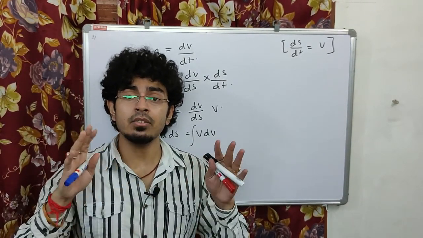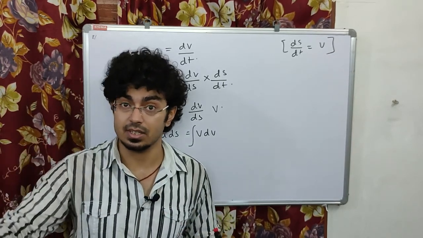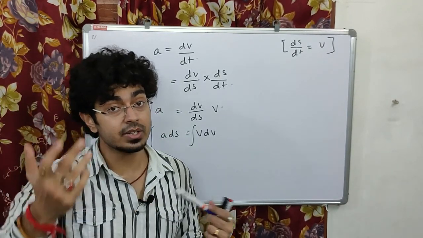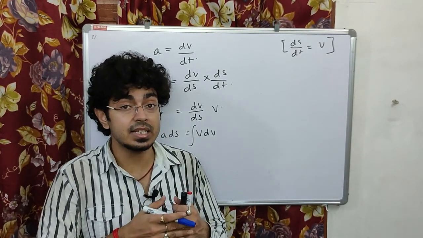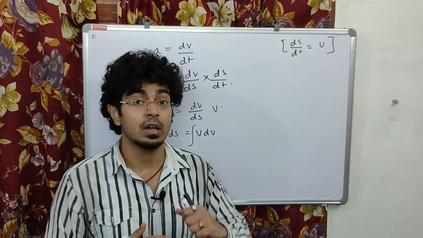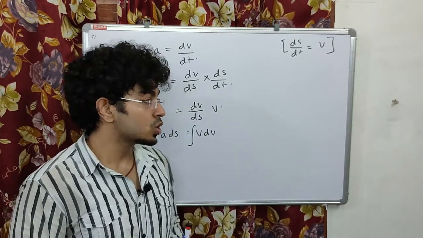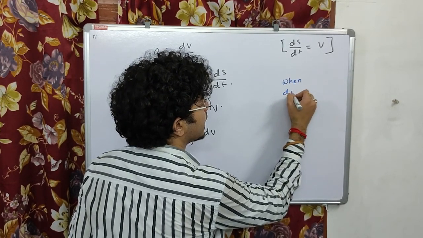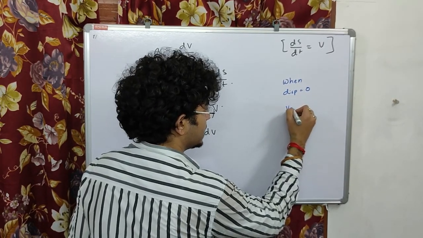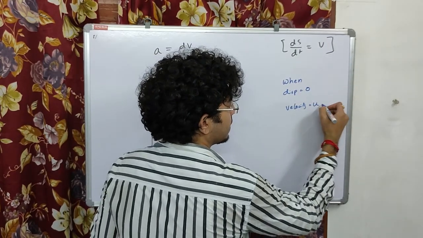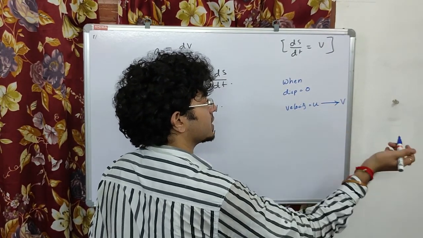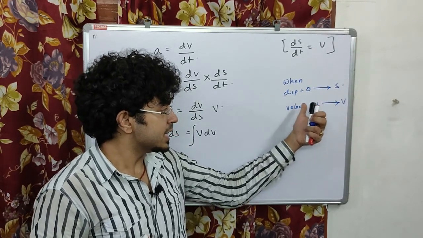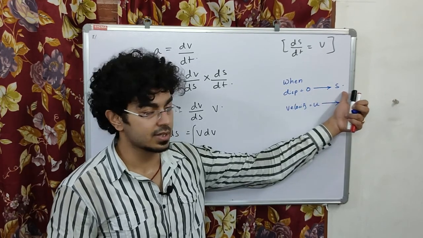If a body has a certain velocity and it accelerates, then its velocity increases. We all know this. So with increasing velocity at constant acceleration, the displacement is also changing, right? So suppose initially when displacement was 0, at that time velocity was u, the initial velocity. When velocity increased to v, that is the final velocity, displacement increased to a certain value, that is s. When velocity changes from u to v, displacement changes from 0 to s. This is the limit, okay?